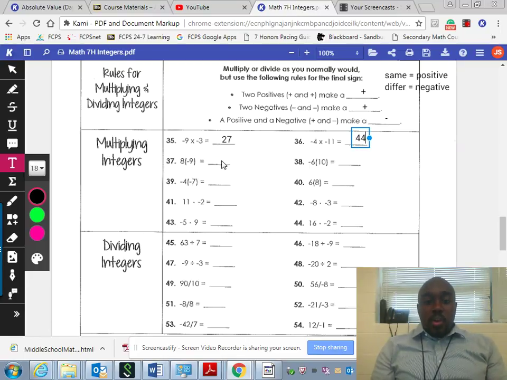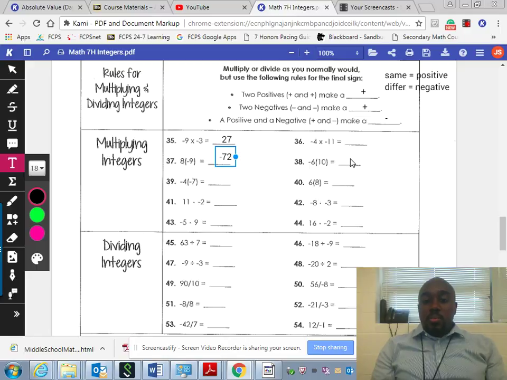Let's do an example where they are different. Okay, let's look at number 37. Remember, anytime we have parentheses, that means multiplication. So right now we have 8 times -9. Well, 8 is positive and 9 is negative, so they are different signs. So right off the bat, we know that the answer for this problem is going to be negative. 8 times 9 is 72. That does not change. So our answer for 8 times -9 is going to be -72.